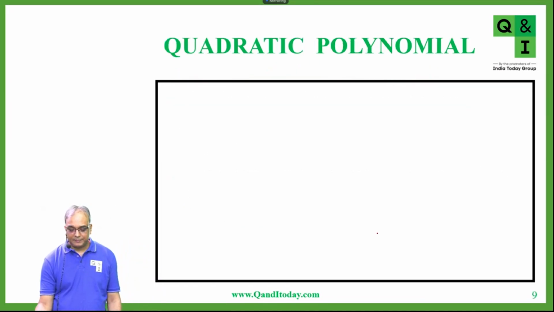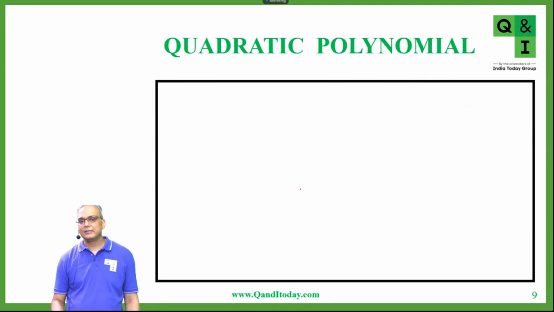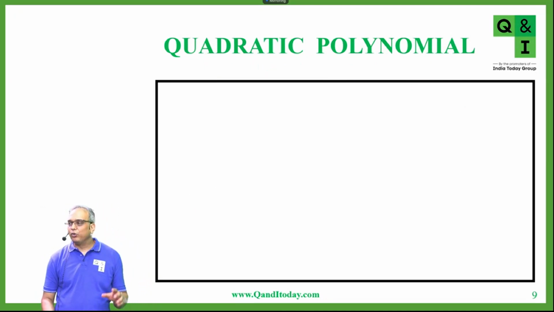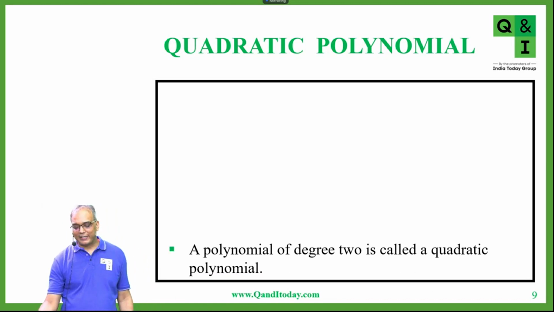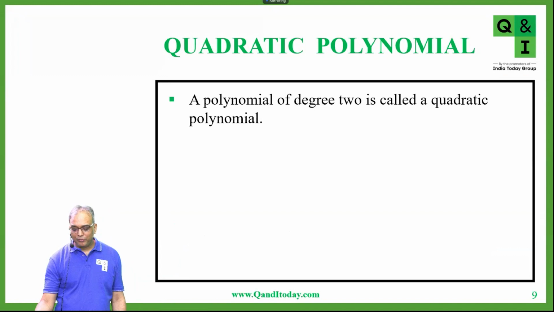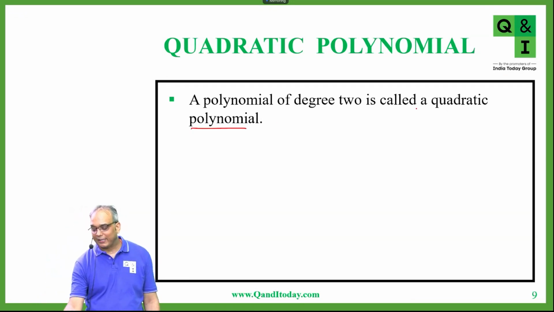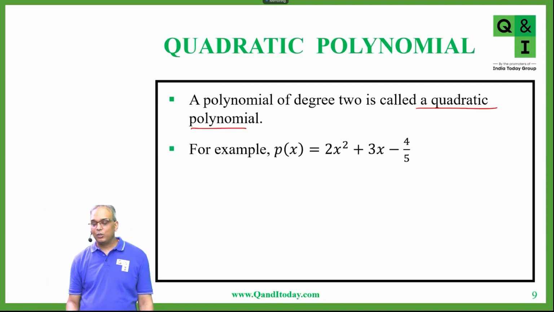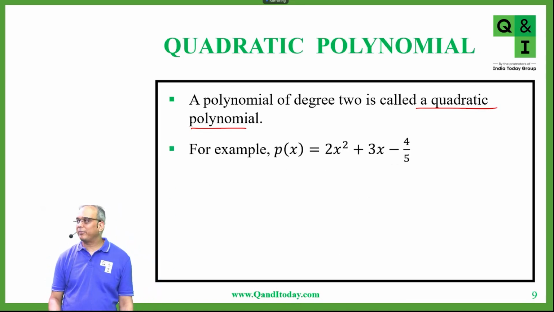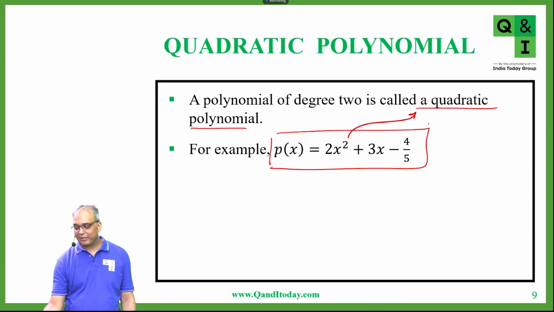Okay. Now the quadratic polynomial. What are quadratic polynomials? A polynomial with degree 2 is called a quadratic polynomial. An example of a quadratic polynomial would be 2x square plus 3x minus 4 by 5. Here you can see the degree is 2, and that's why this is a quadratic polynomial.